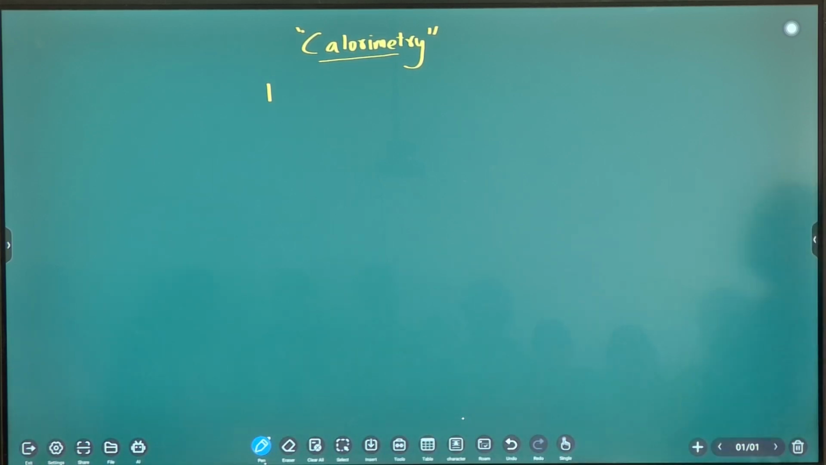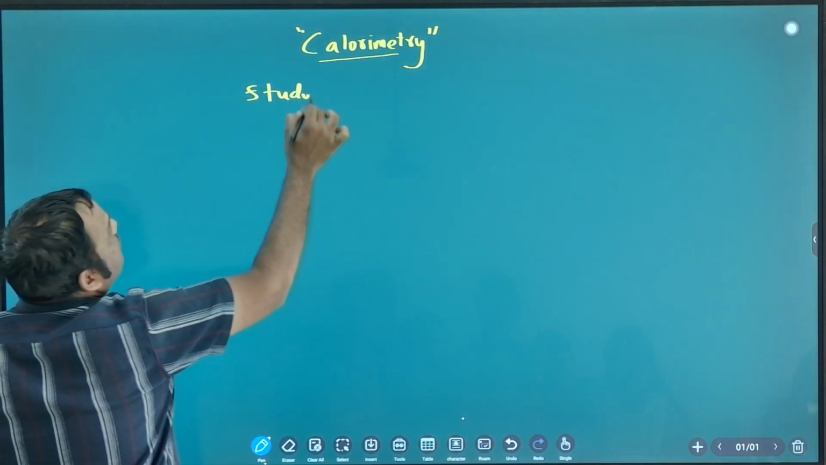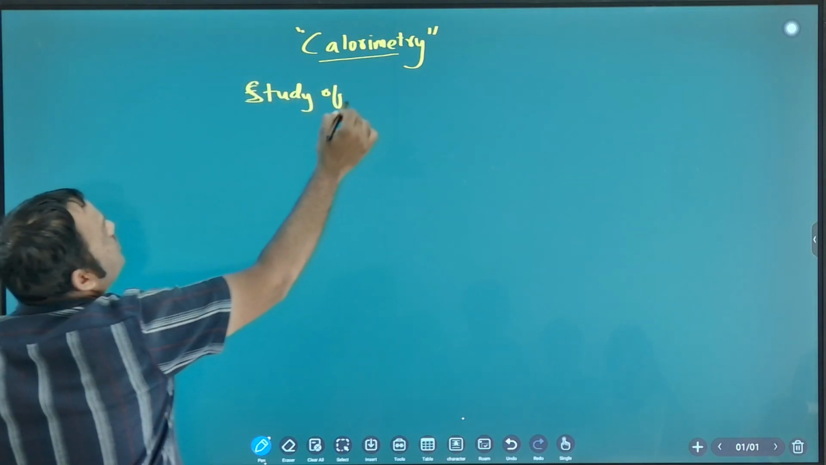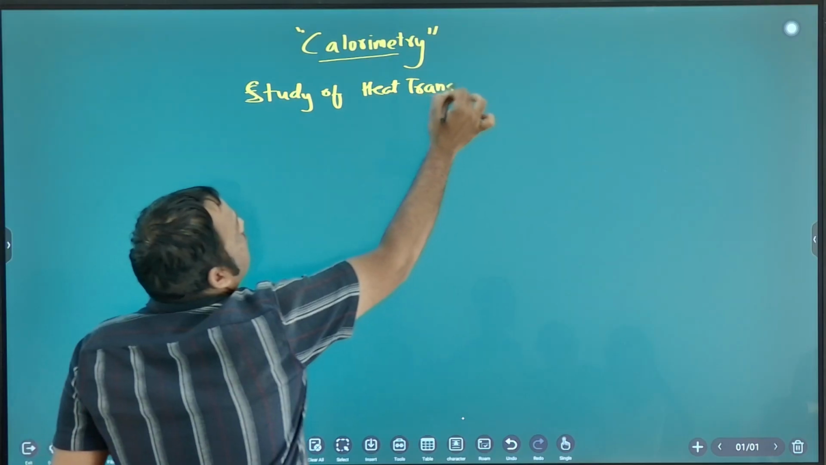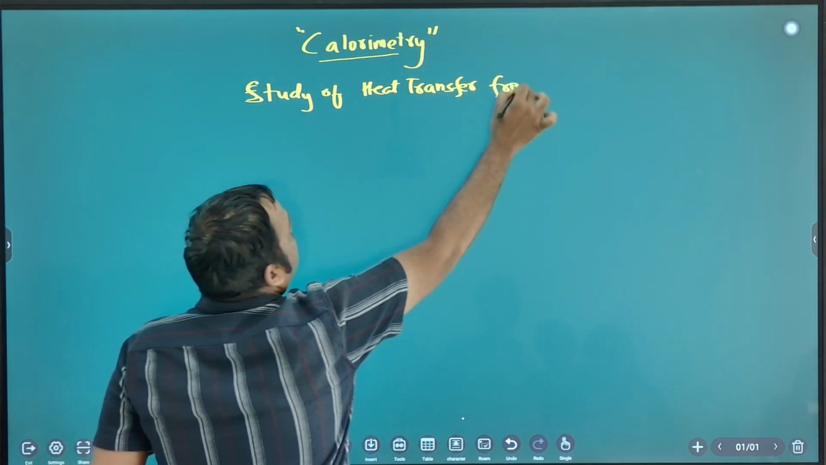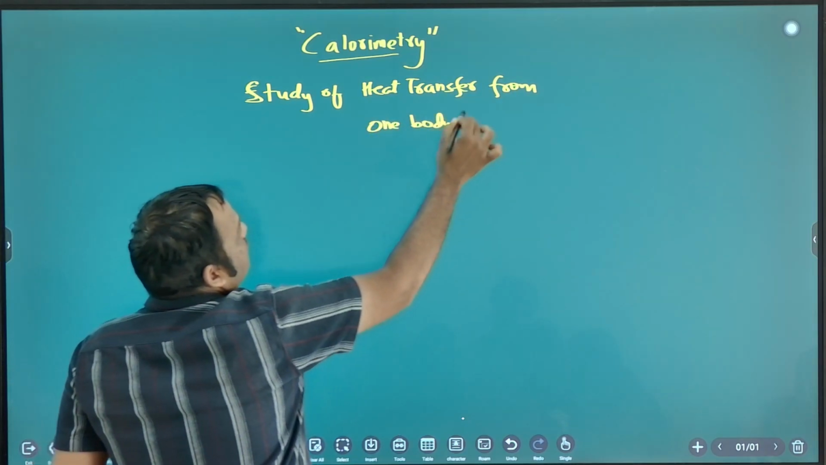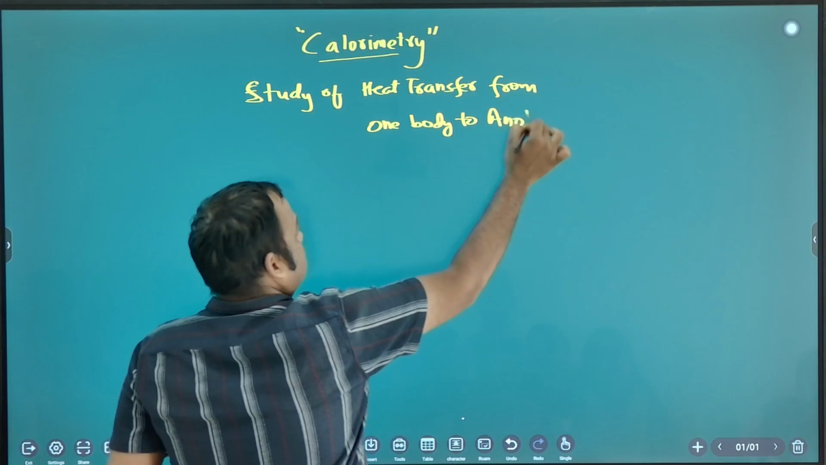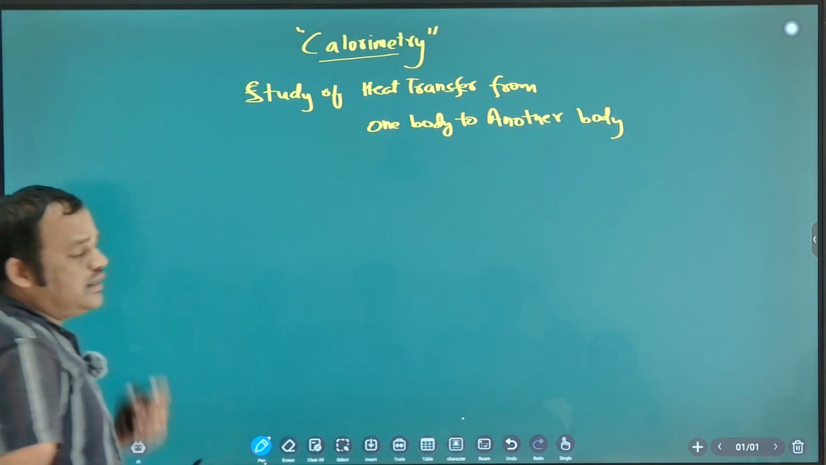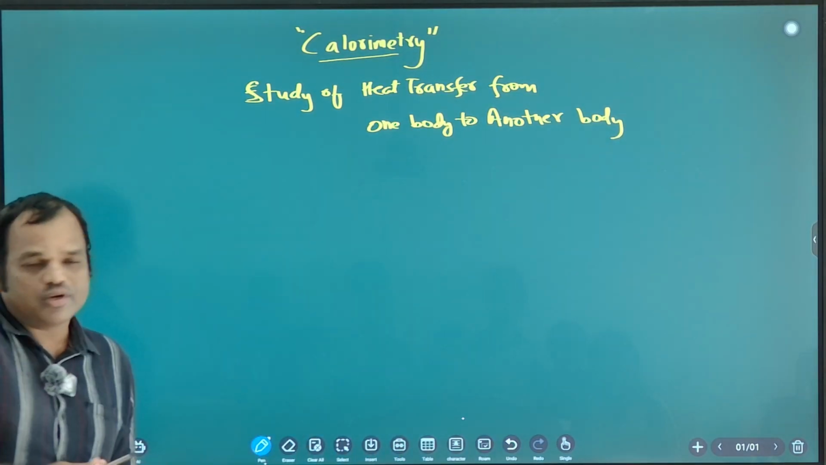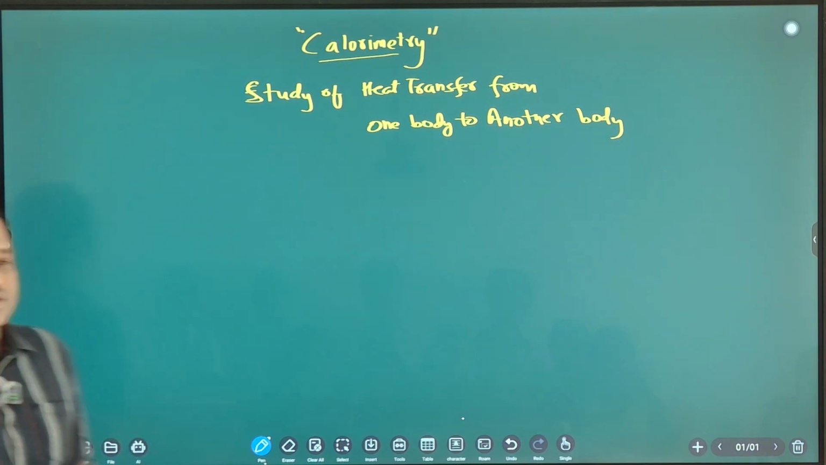Study of heat transfer. Note it down. Study of heat transfer from one body to another body. Heat is something which can be transferred from one body to another.